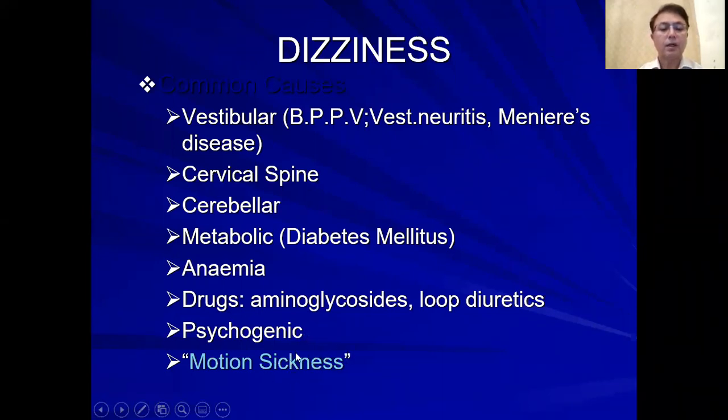Another very, very common cause is motion sickness. During traveling, during high altitude, during traveling through ships, this motion sickness or seasickness can be so severe that the patient can die away. So one should travel with an empty stomach, can have a few sips, and can take prochlorperazine or Stemetil, which can work very well.